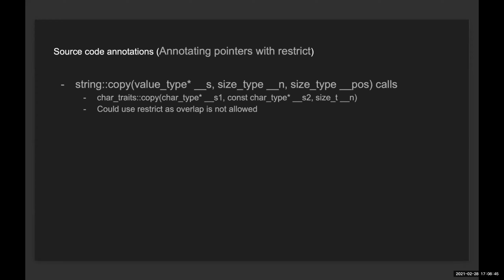We know that the C++ standard library specifies that string copy cannot be called on the same string. So the ranges will not be overlapping. But char traits copy does not know about this information. So char traits copy basically calls, I think, memcpy or memmove. So it does not know that these two pointers may never alias. So that information is lost. We need to put the restrict keyword to let the compiler know about that part.